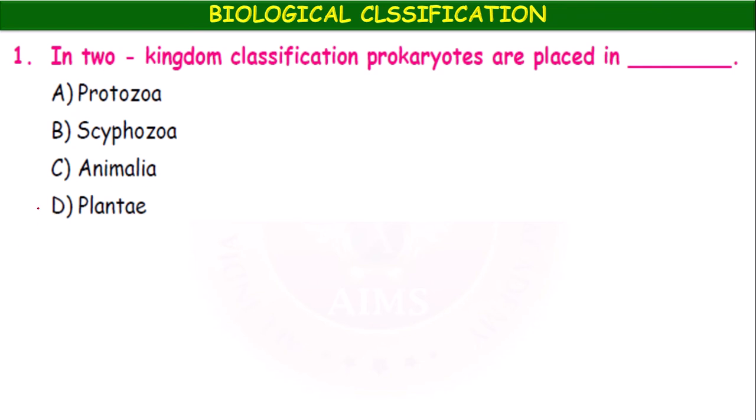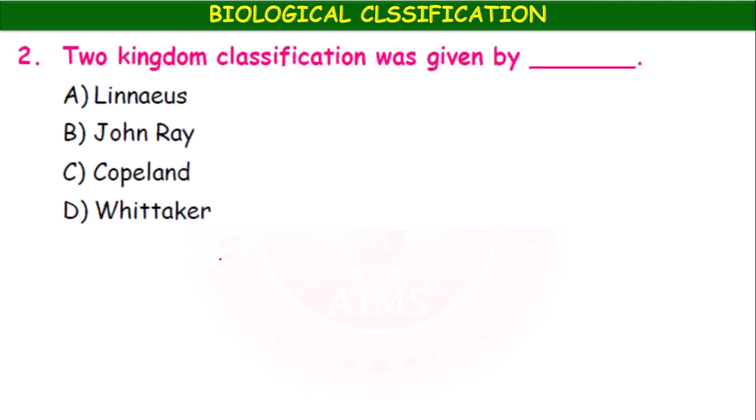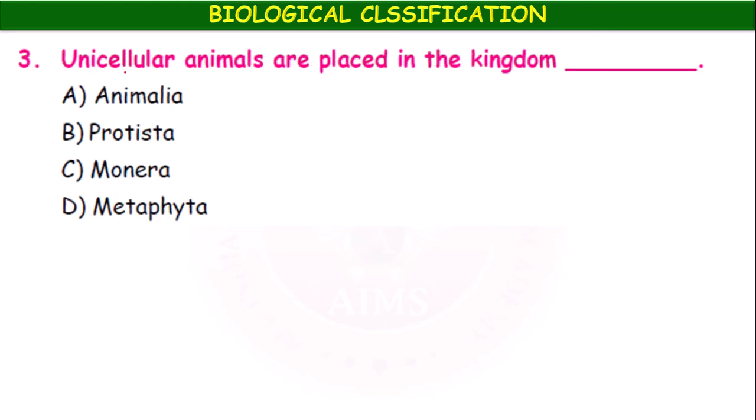In 2 kingdom Linnaeus classification, plantae is included in. The 2 kingdom classification was given by Linnaeus, John Ray, Copeland, Whittaker. It was Carolus Linnaeus who introduced the 2 kingdom classification, which includes plants and animals.